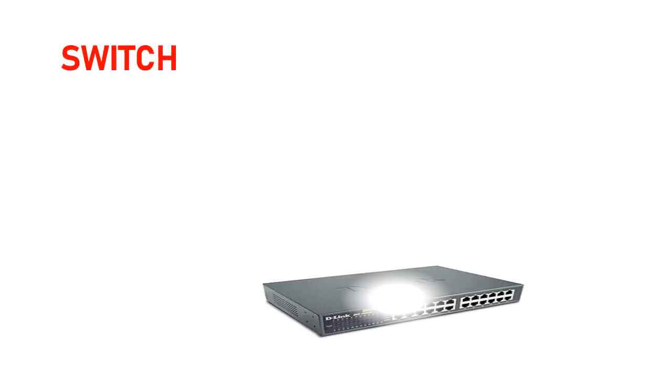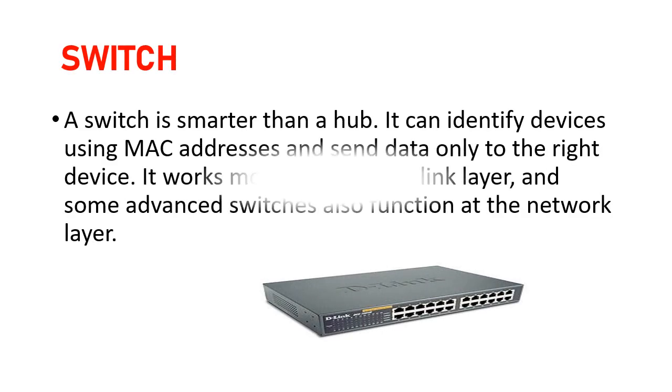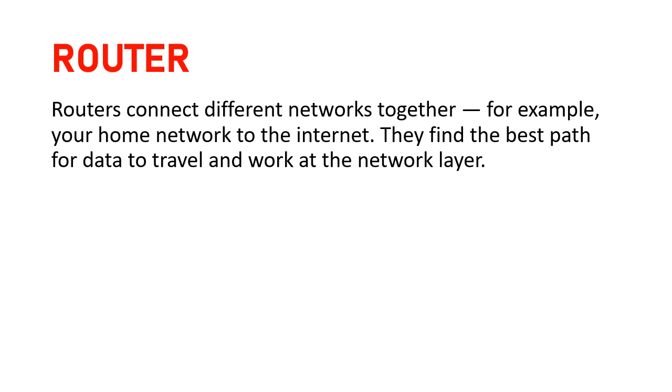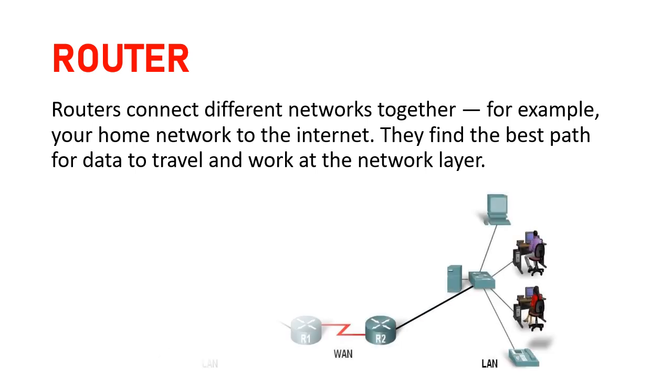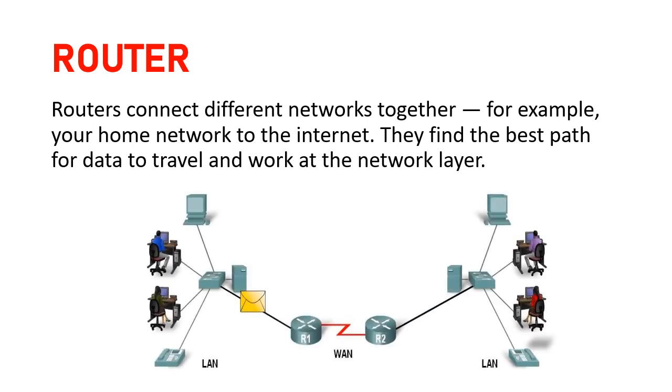Fifth, the switch. A switch is smarter than a hub. It can identify devices using MAC addresses and send data only to the right device. It works mostly at the data link layer, and some advanced switches also function at the network layer. Sixth, the router. Routers connect different networks together, for example your home network to the internet. They find the best path for data to travel and work at the network layer.